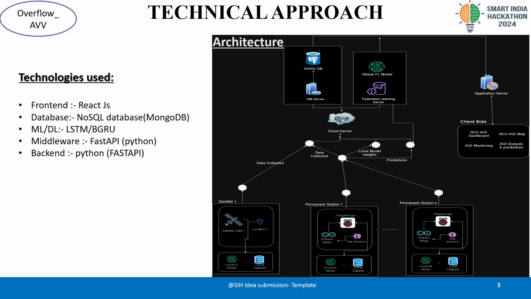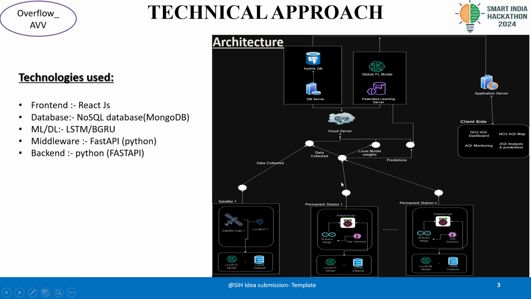The technology used: front end, we are going to use React.js. Database is a NoSQL database to handle large amounts of documents. And the ML or DL model we are going to use is LSTMs or BGRU, which is compatible with modern-day FL. Middleware is FastAPI and backend is Python. Each and every permanent station will have its own local model running inside it. It will update the weights and biases into the federated learning server, which creates a global FL model.